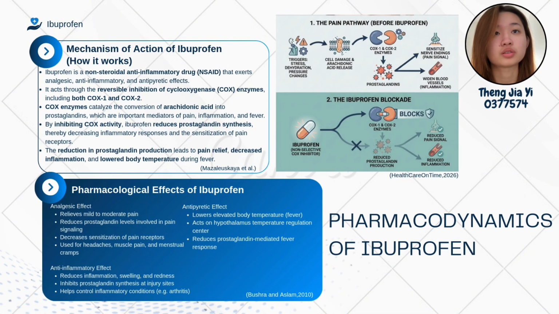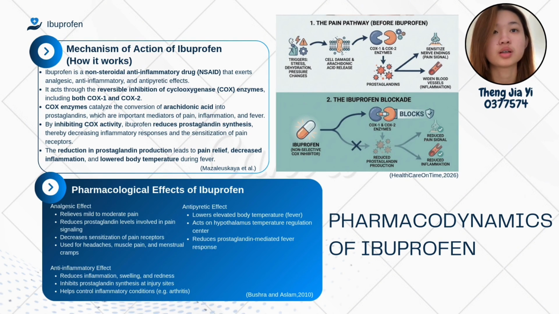Now the pharmacodynamics of ibuprofen, which refers to how the drug works in the body. Ibuprofen is a non-steroidal anti-inflammatory drug, or NSAID, that produces analgesic, anti-inflammatory, and antipyretic effects. Its mechanism of action involves the reversible inhibition of COX enzymes, especially COX-1 and COX-2. These enzymes help produce prostaglandins, which are chemicals that cause pain, inflammation, and fever. By inhibiting COX activity, ibuprofen reduces prostaglandin synthesis, leading to reduced pain signaling and inflammatory response.